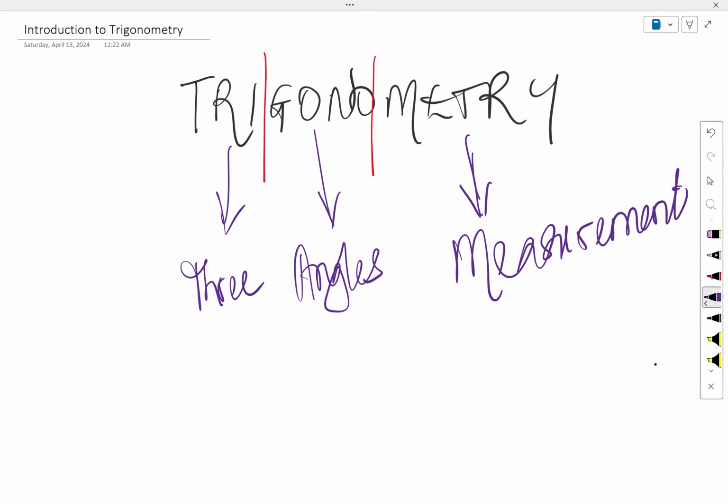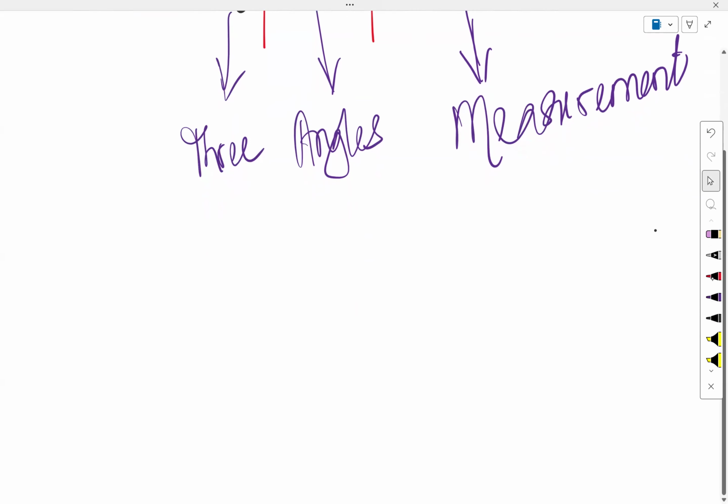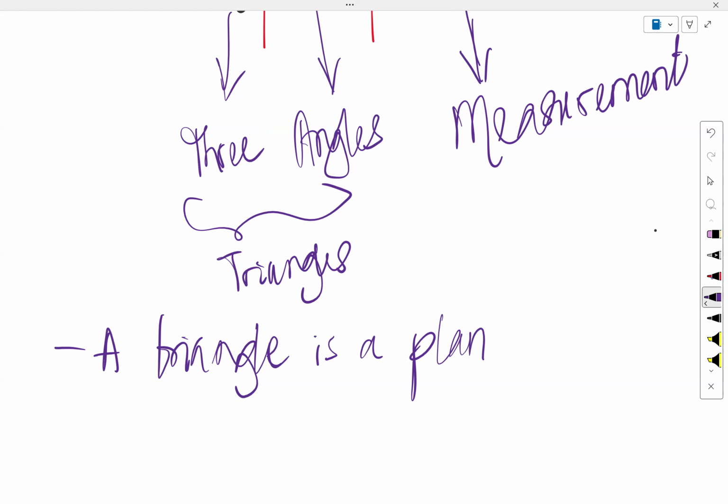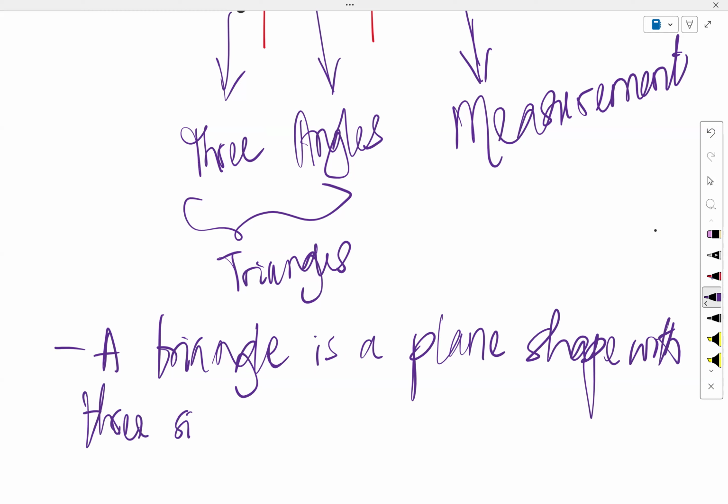And that brings us to the idea of three angles. What shape is there that has three angles? Basically, that will be triangles, right? Because a triangle, to be a bit more formal, is a plane shape with three sides and three angles.